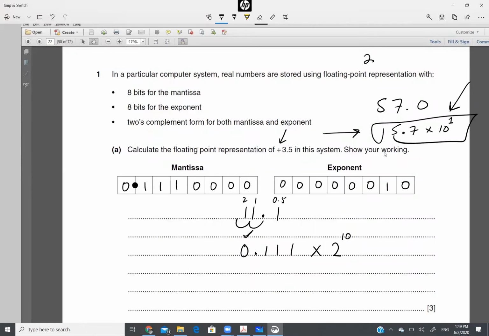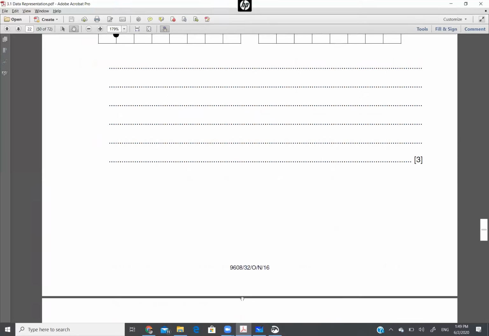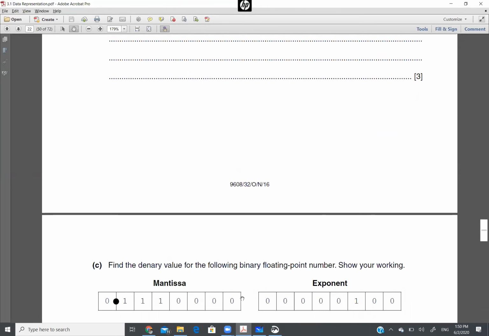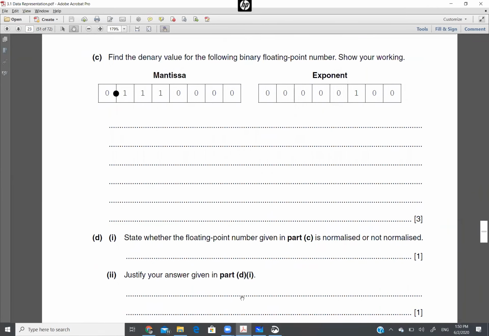Let me find another easy normalization question for you. This question is October, November, 1632. The second part of it, find the denary value for the following. That's easy, you people can do it.